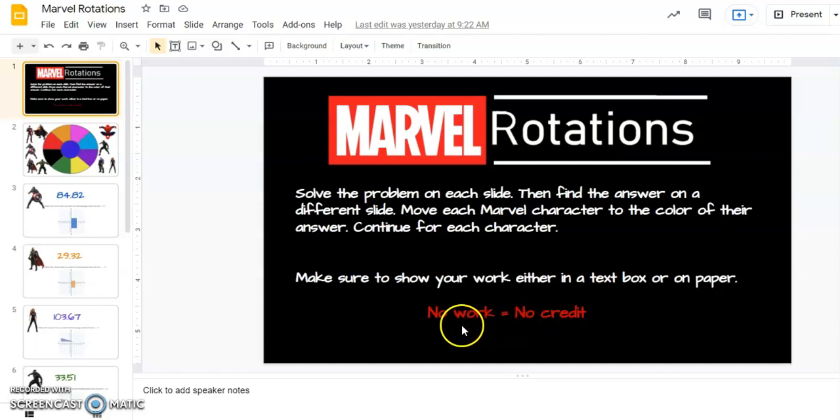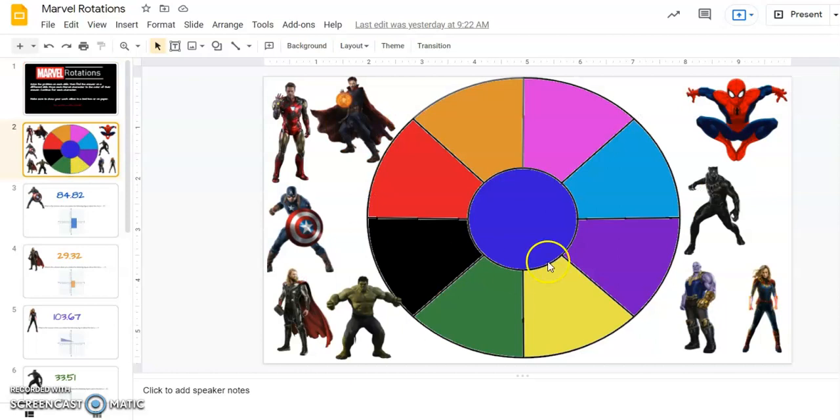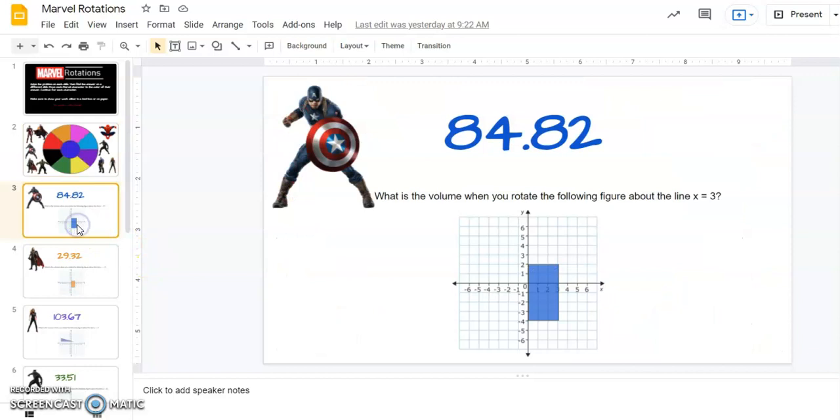One important part here is no work equals no credit. I am taking this as a grade, so make sure that you put your work in here. Again, I'll show you what that looks like. So over here you have the slide with all the characters and then this colorful wheel. I'm just going to start with Captain America because he's first.